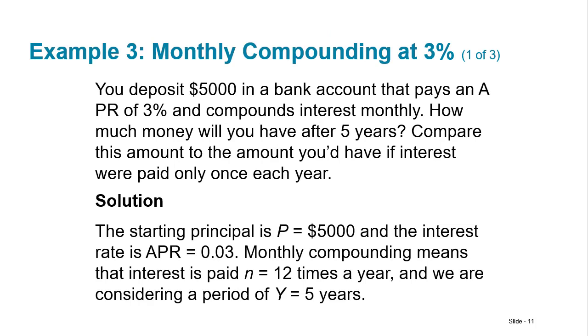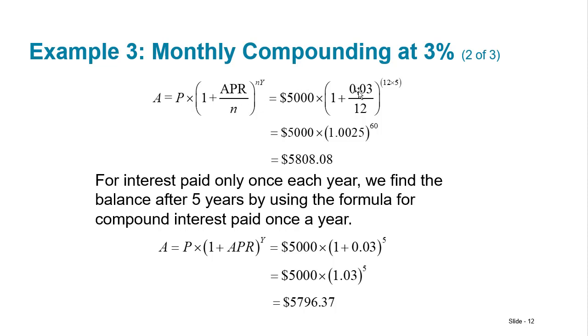Here's another example. Deposit $5,000 at a bank that pays an APR of 3%, compounded monthly. How much money will you have after 5 years? Okay, so our starting principal is 5,000. Our APR is 0.03. The compounding is 12 times per year, and y is 5. So we just throw all that into our formula here, put that into a calculator, do the work, and here's the money that we have at the end, which means we earned $808.08 in 5 years.